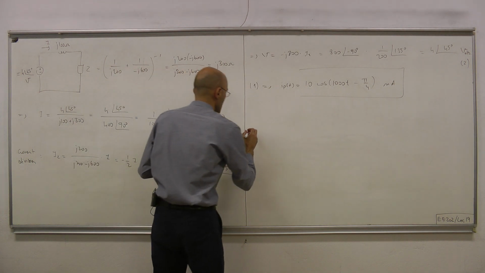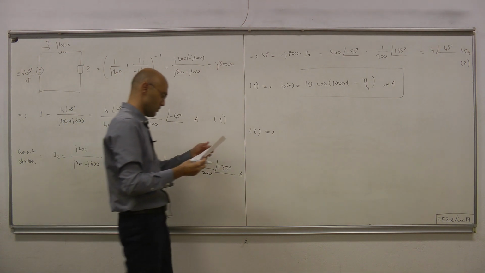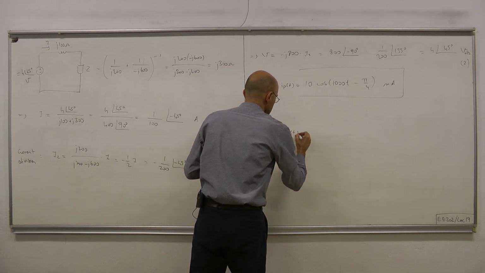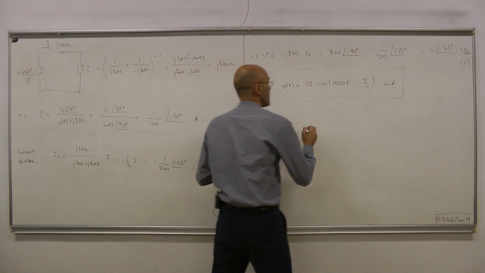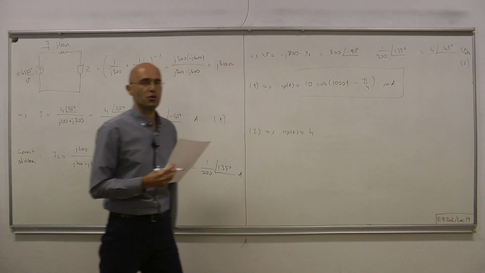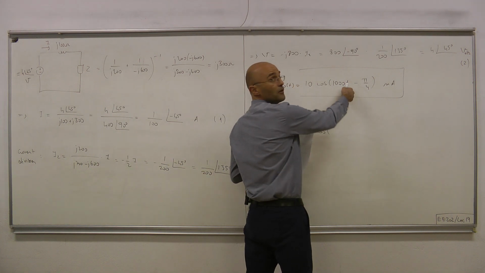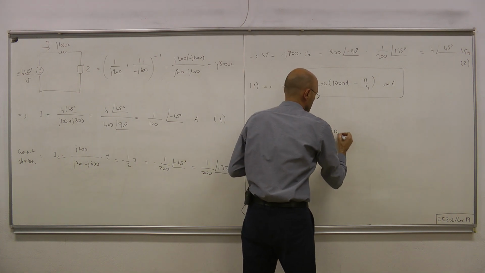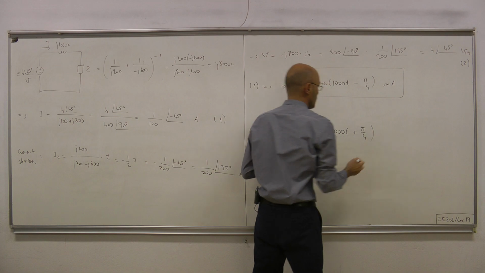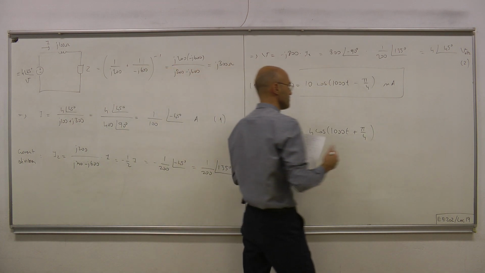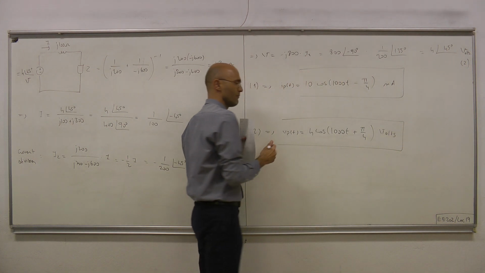And as for the voltage, the capacitor particular solution is the same thing. Here is our phasor. So in time domain, it means a sinusoidal signal with magnitude 4, the frequency of oscillations 1000, and the phase 45 degrees, or pi/4 radians, in volts.